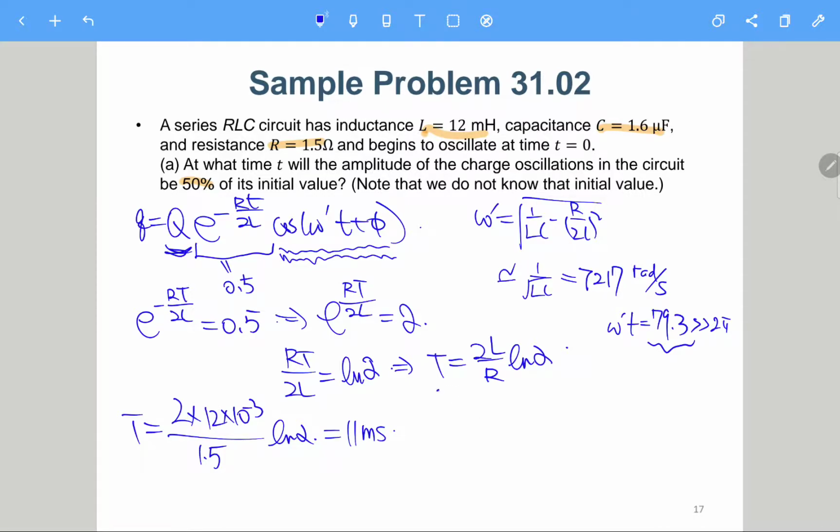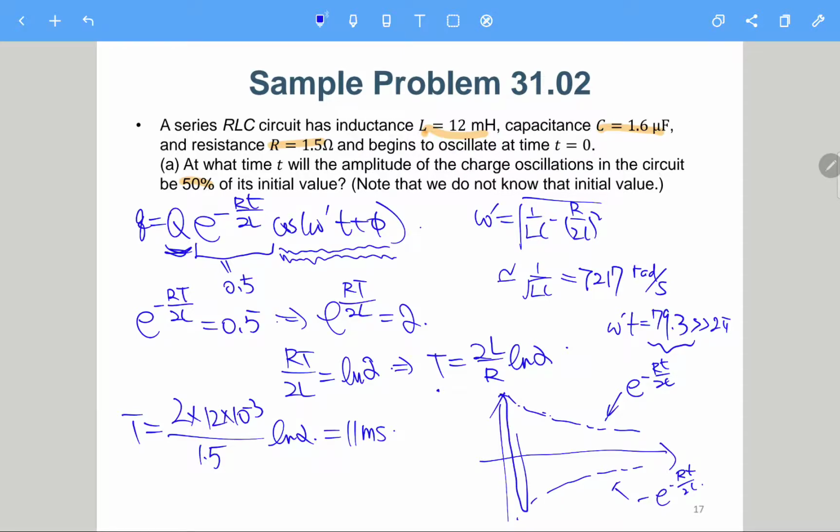So it should be something like this. We have this to be the exponential function. So this is exponential to minus RT over 2L. Of course, this is minus exponential to minus RT over 2L. And actually, it will be something like this. You try to draw a sine, originally the sine should be from -1 to 1, but it is bounded by the exponential function.